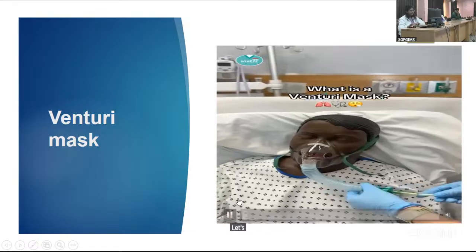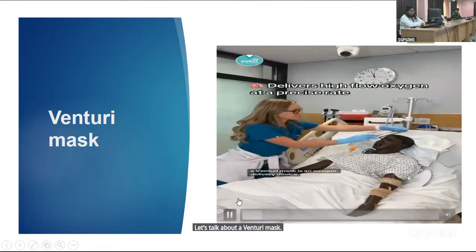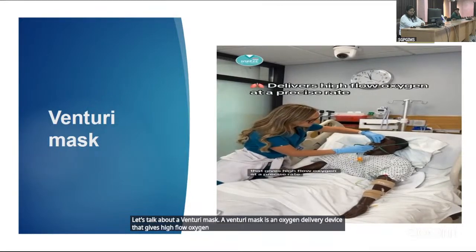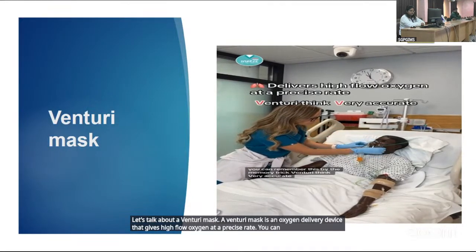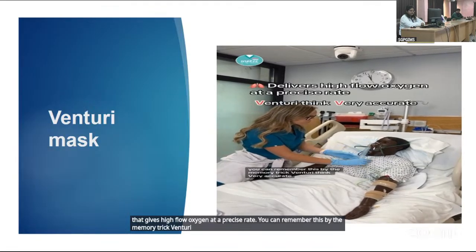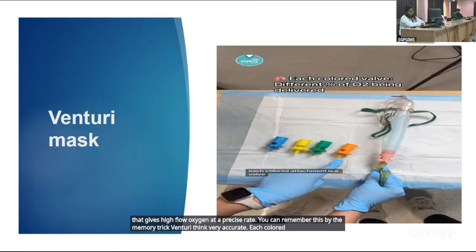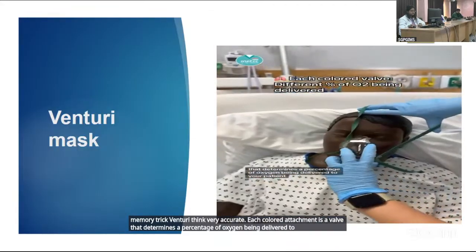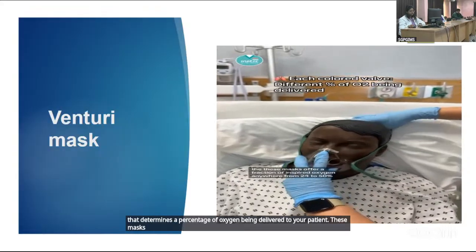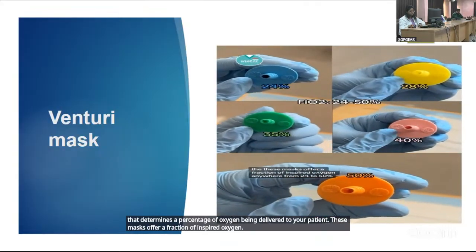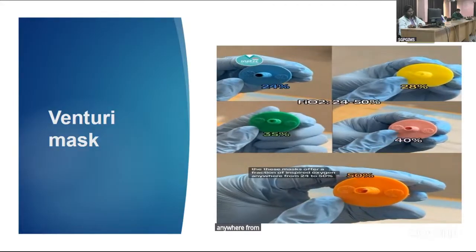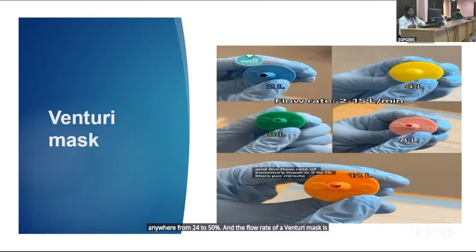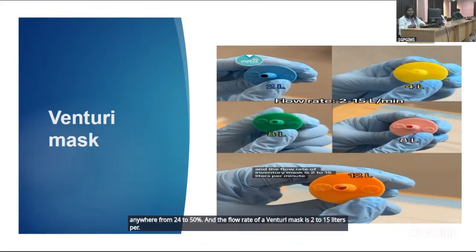Let's talk about a Venturi mask. A Venturi mask is an oxygen delivery device that gives high flow oxygen at a precise rate. You can remember this by the memory trick: Venturi, think very accurate. Each colored attachment is a valve that determines a percentage of oxygen being delivered to your patient. These masks offer a fraction of inspired oxygen anywhere from 24 to 50%. And the flow rate of a Venturi mask is 2 to 15 liters per minute.